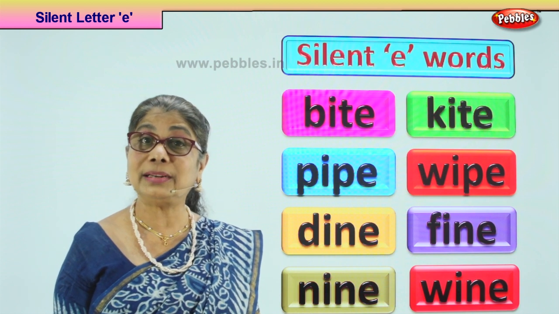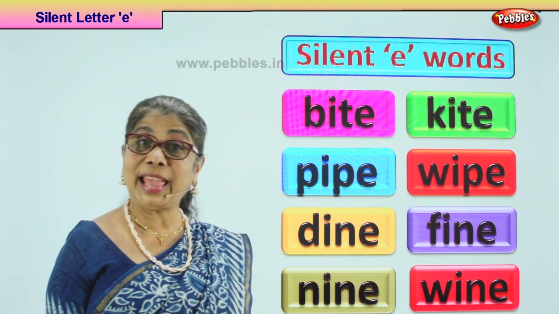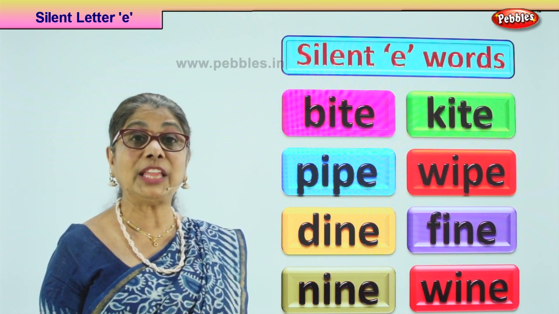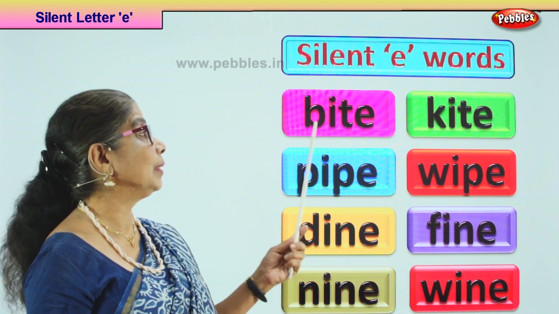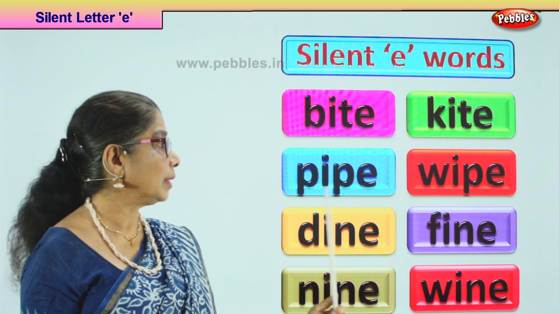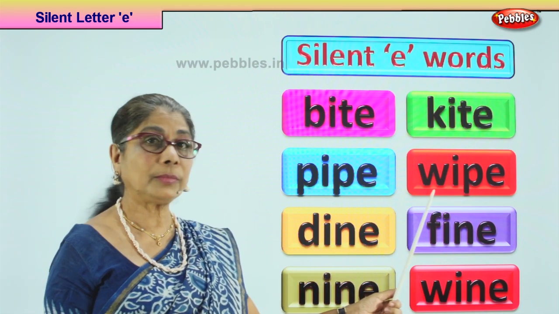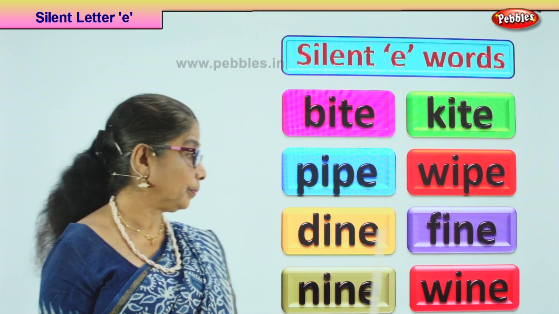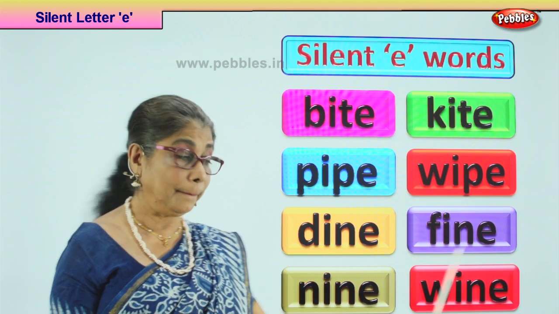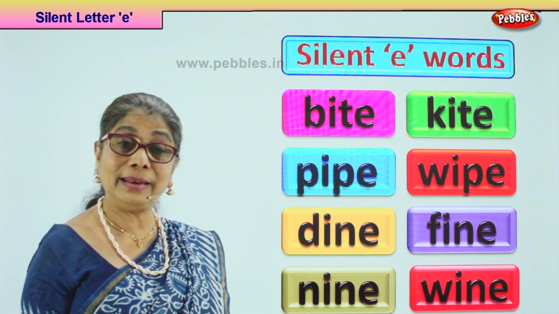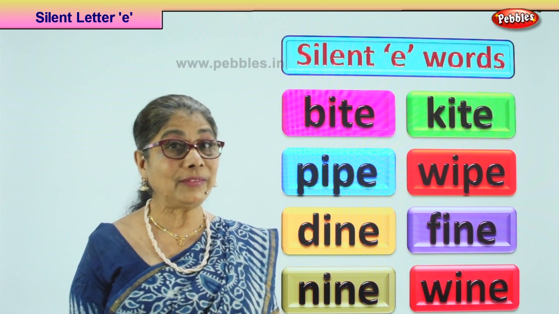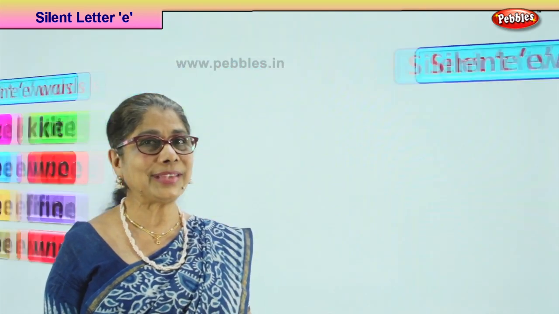Let's read all the silent E words that we have here. Remember, read it correctly, write it without dropping the E. Bite. Kite. Pipe, wipe, dine, fine, nine, wine, good. Now, shall we take another set of silent E's?